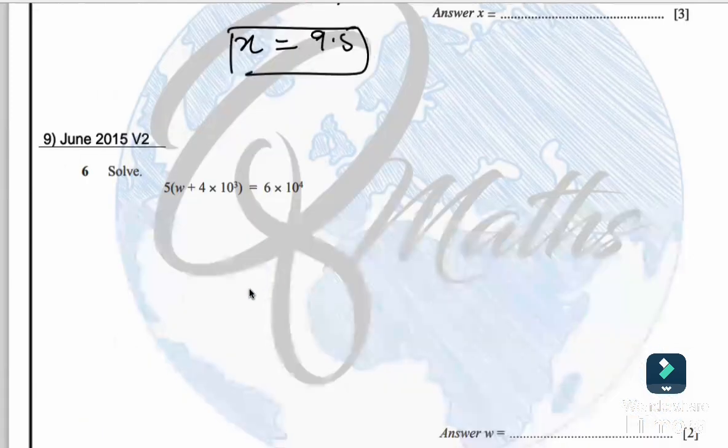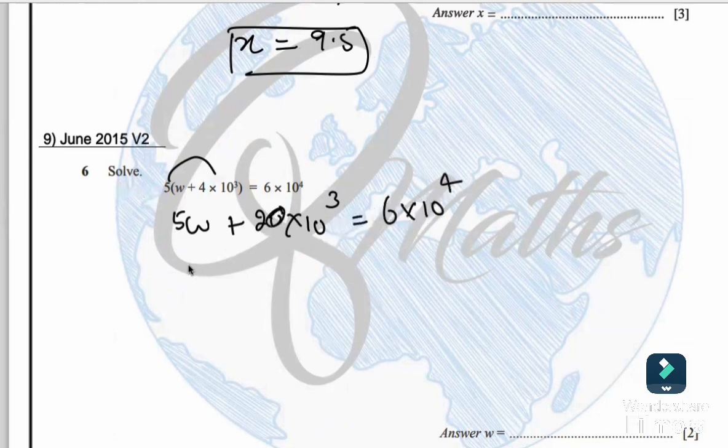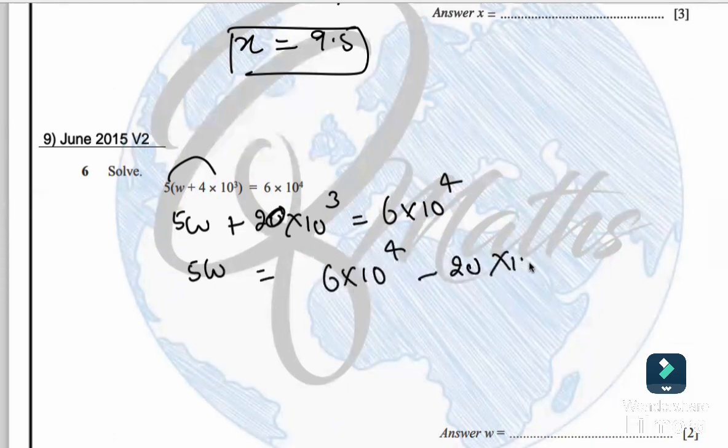Okay. Now look at this question. Solve. So if I open up this bracket, 5w plus 5 into 4, 20 into 10 to the power 3, isn't it? 20 into 10 to the power 3 is equal to 6 into 10 to the power 4. Therefore, 5w is equal to 6 into 10 to the power 4 minus 20 into 10 to the power 3. As if you're subtracting 60,000 with 20,000, that's all it is. So if you want, you can use your calculator.